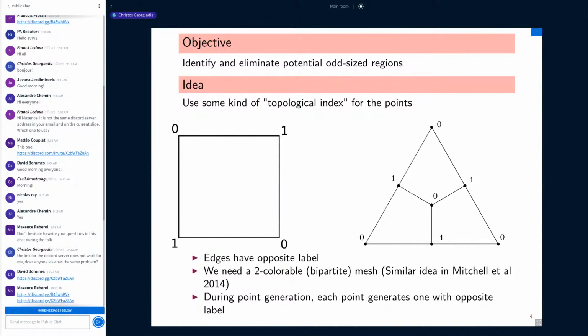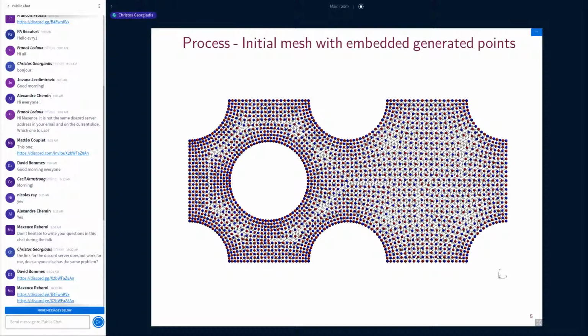To show it better in a simple working example, we can see here an initial triangulation with the embedded points that are colored. I don't know if it's visible. The coloring is blue and red points.